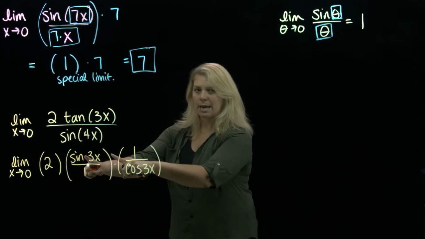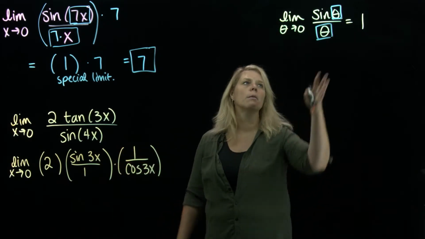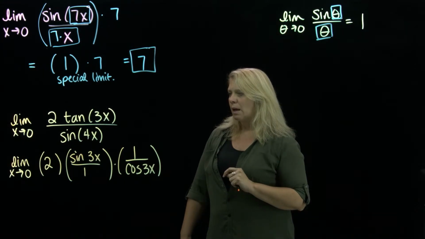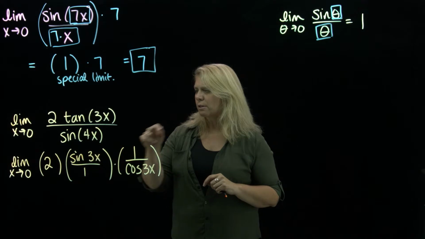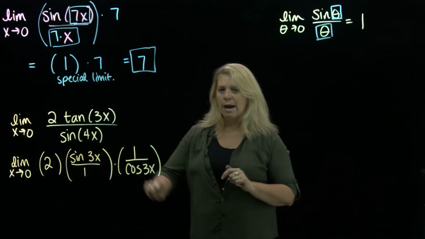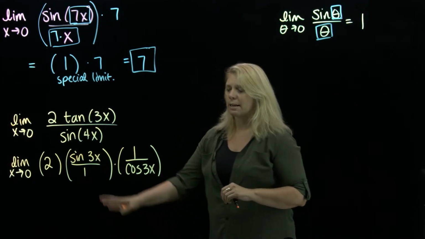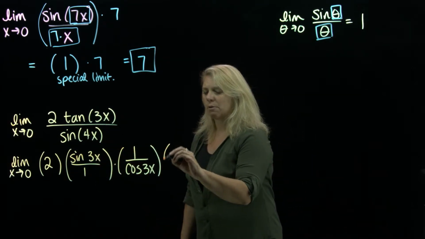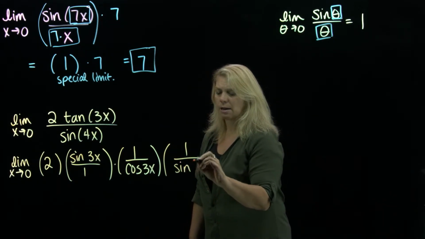Okay, so here's my tangent of 3x, sine of 3x over cosine of 3x. I pulled those apart because really what I'm looking for with this special limit is this kind of form here. All right, so I've got the 2. I've represented the tangent of 3x. I also have this sine of 4x that's on the denominator. So I could put all of this over sine of 4x, but then I have fractions within fractions. So an easier way to write that would be to write that as times 1 over sine of 4x.